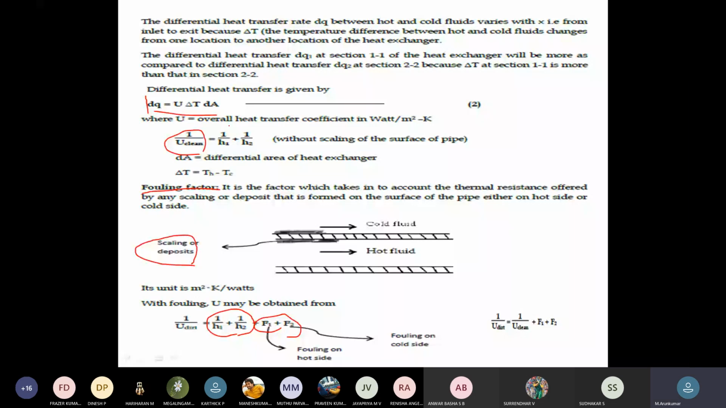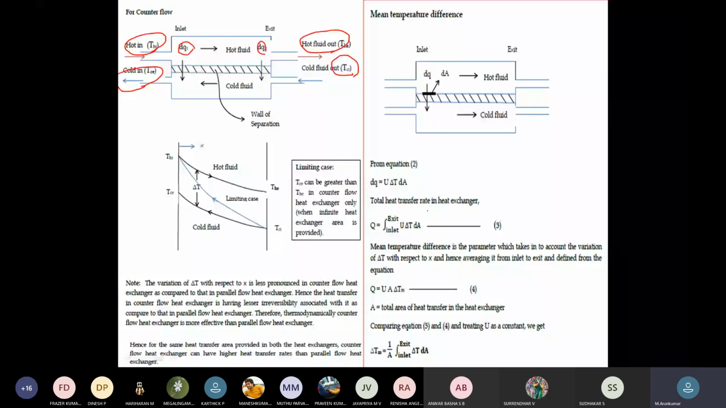The heat transfer rate in the heat exchanger can be included. So we know this capital Q will be equal to the integration of this. If you integrate this, we can get the capital Q. So capital Q will be equal to the integration of U delta T dA. This integration can be from inlet to exit.